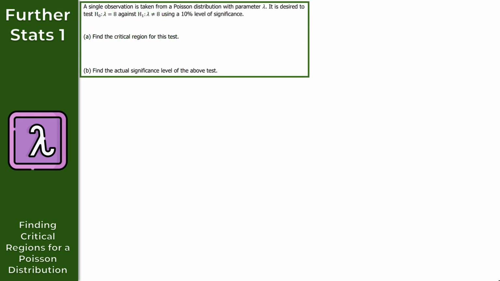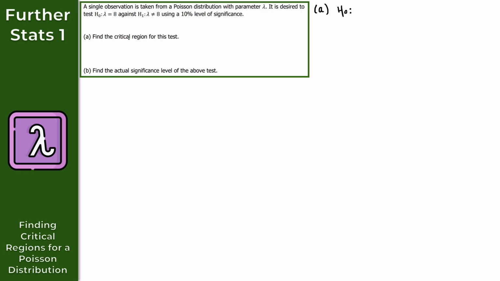For question 1, we're told that a single observation is taken from a Poisson distribution with parameter lambda, and it is desired to test lambda equals 8 against lambda being not equal to 8 using a 10% level of significance. For the first part of this question, all we want to do is find the critical region for this test. So for part A, let's start by writing down the hypotheses. We've already been given them, but I just like to start by writing these down myself. So we've got H0 and H1.